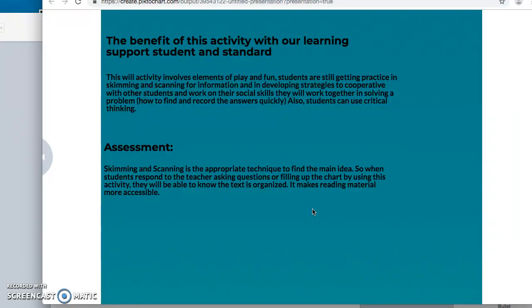Assessment: using this activity as an assessment is an appropriate technique to find the main idea. So when students respond to the teacher's questions or fill in the chart using this activity, the teacher will be able to know if their text and ideas are organized, and it makes reading materials more accessible.